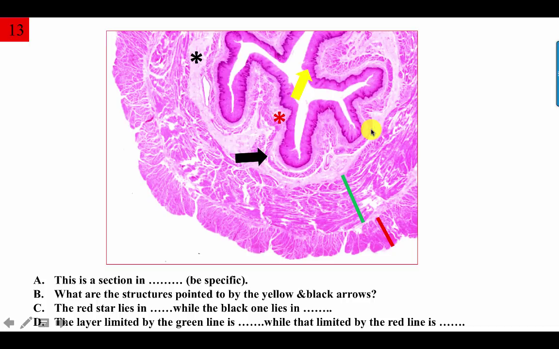What are the structures pointed to by the yellow and black arrows? Yellow, it is the non-keratinized stratified squamous epithelium. Black, it is the muscularis mucosa. The red star lies in the lamina propria of the mucosa, while the black one lies in the submucosa. The layer limited by the green line is the inner circular smooth muscle, and this is the outer longitudinal smooth muscle of the musculosa layer.